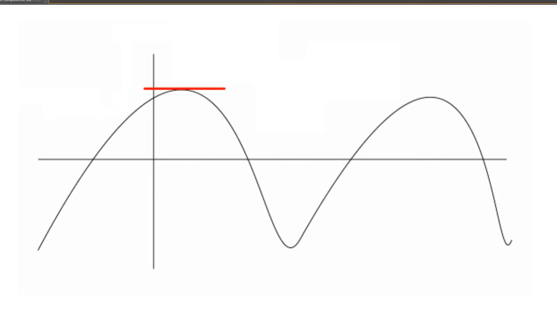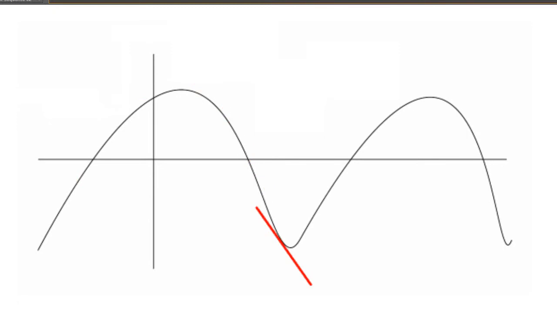It's horizontal. It's got a gradient of 0. If we move a bit further along the curve, the gradient changes again. In this case it's heading downwards now, so it's got a negative gradient. More and more pronounced as we move away. But what happens as we head towards this minimum point at the bottom of the curve?